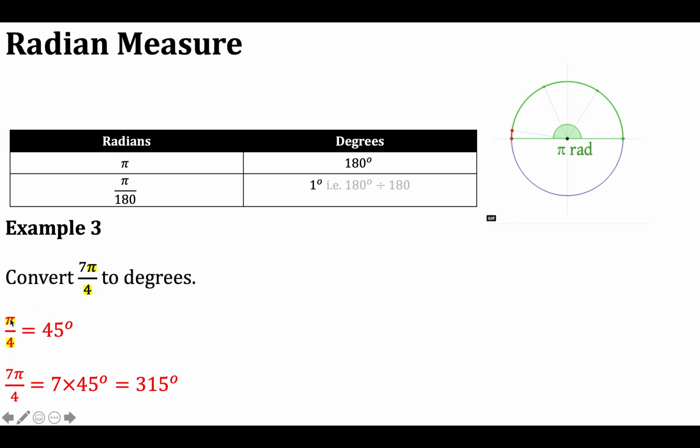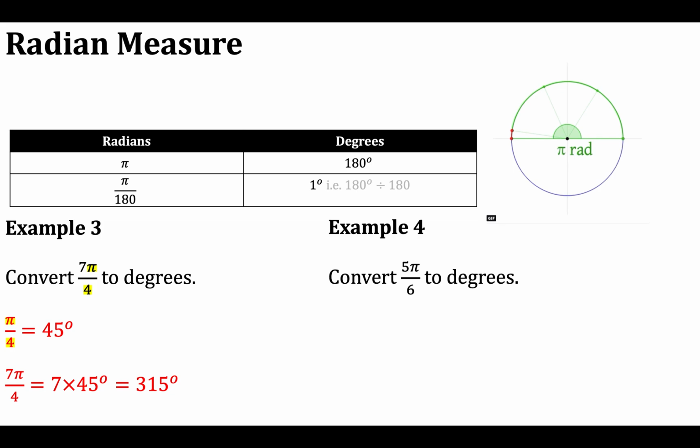like I've highlighted here, that then makes this calculation much easier and you're not having to do 7 multiplied by 180 and divide it by 4. So try your best to stick to this method. Obviously if you need to use the other method, that's fine as well.